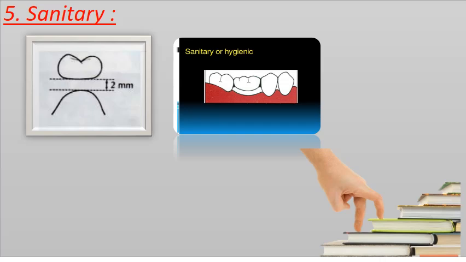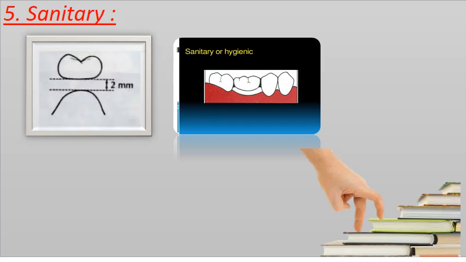Number 5, sanitary or hygienic pontic. The term hygienic is used to describe pontics that have no contact with the edentulous ridge. This pontic design is frequently called a sanitary pontic. The hygienic pontic achieves the prerequisite for maintaining a healthy periodontium because it does not contact the underlying soft tissue and provides easy access for oral hygiene and to clean the tissue surface of the pontic.